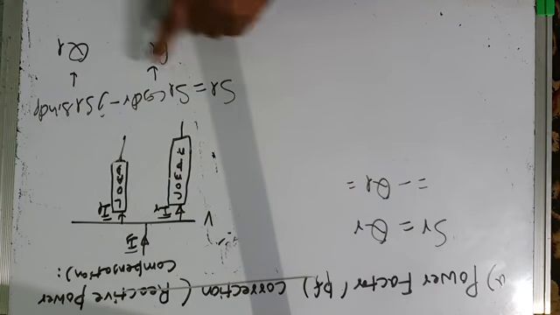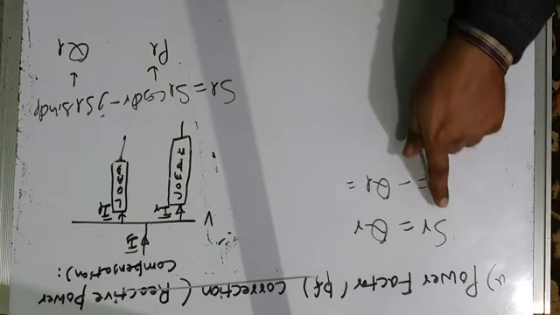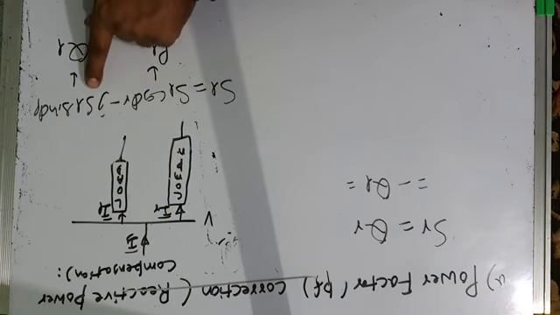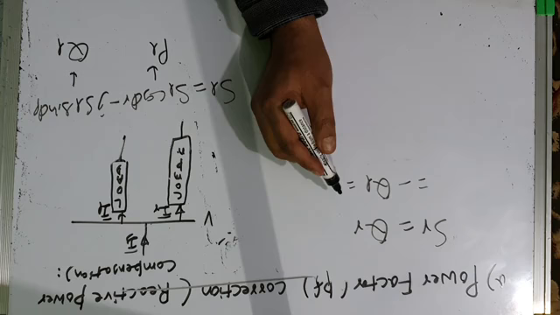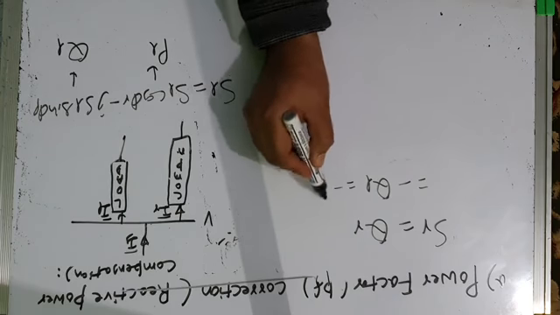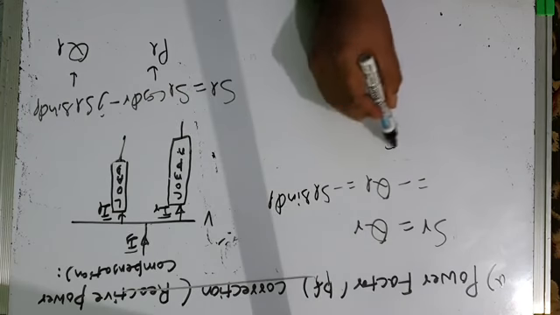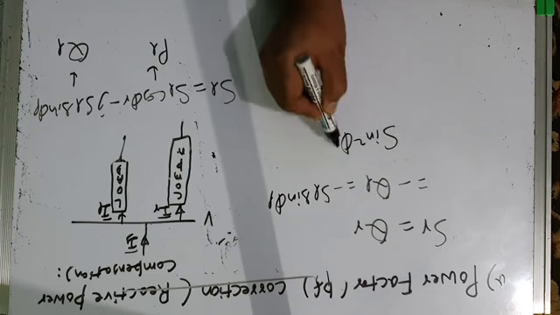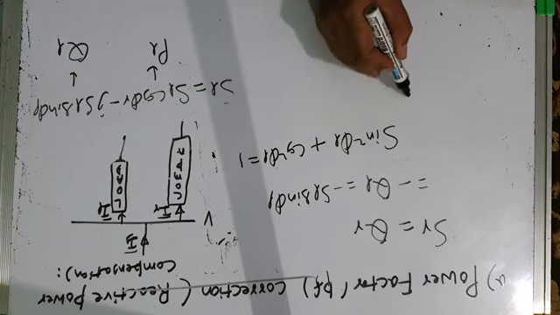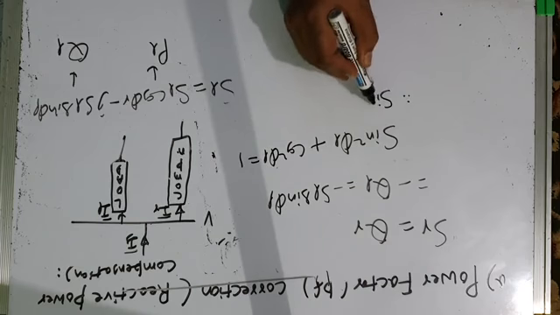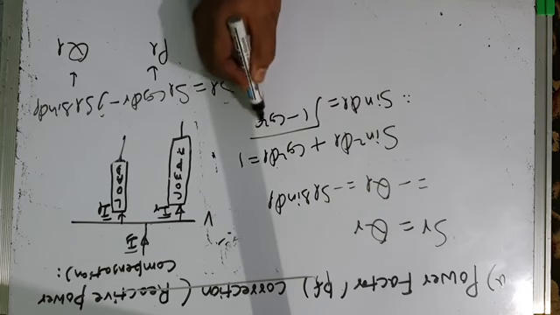So active power will come from the source, reactive power will be supplied by the compensator. And how much reactive power does it have to supply? SL sin phi L. So I will write it has to supply the reactive power minus SL sin phi L. We already know sin square phi L plus cos square phi L is equal to 1. So therefore what is sin phi L? It will be under root of 1 minus cos square phi L.